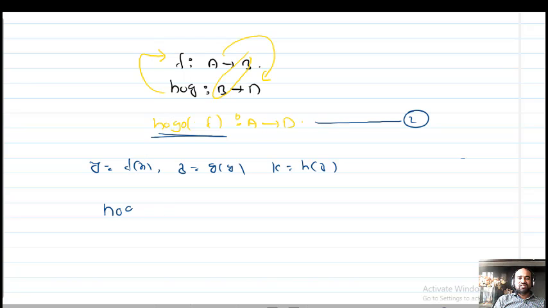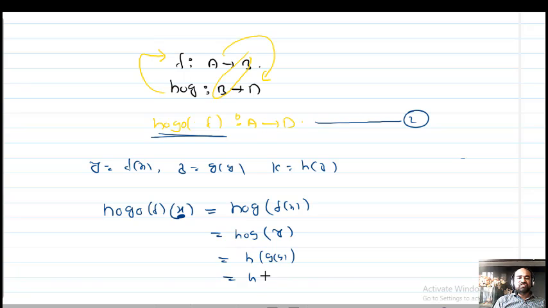First of all, I want to take h circle g circle f of x. What is the image of x under this function? I want to find it. According to the definition, I can write h circle g of f of x, which means h circle g of y. According to the definition, I can write h of g of y. g of y means z, and h of z means k. So what is the meaning of that? The image of x is k with respect to this new function. I will write that here. Therefore, h circle g circle f.